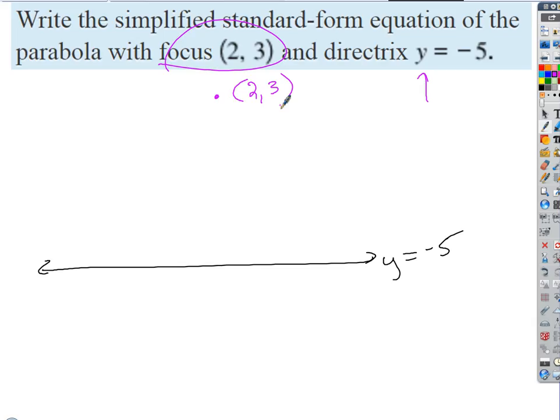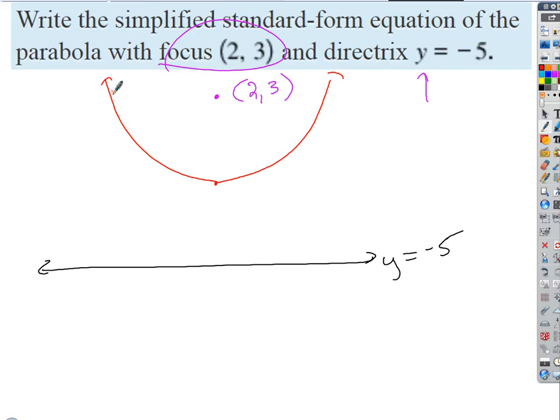Okay, so this is going to be a vertical parabola, isn't it? Right? Because the vertex is going to be in here, and it's going to have to open up to swallow the focus, right? Does that make sense? So we can always make that association. If the directrix is horizontal, that means the parabola is going to be a vertical one, and vice versa, right? So if we sketch the parabola, we already know it's going to look something like that, sort of, right?